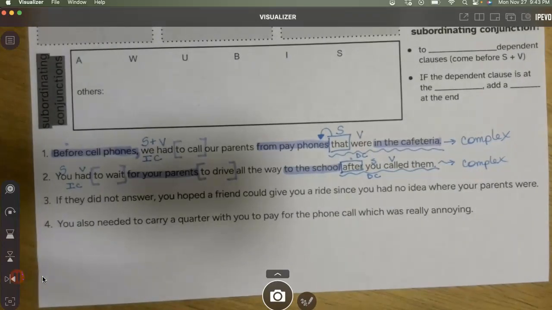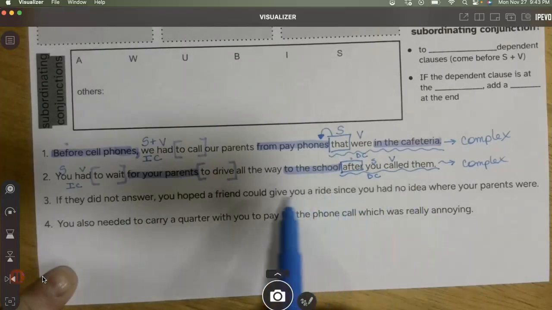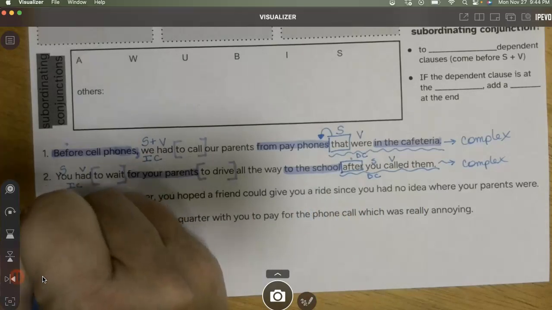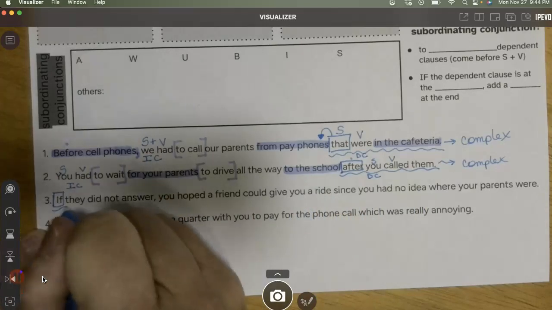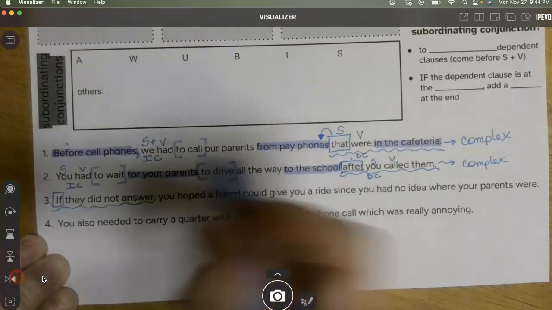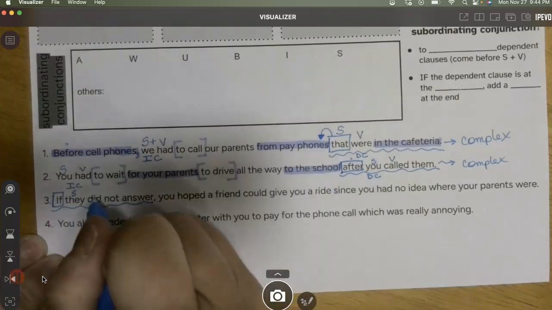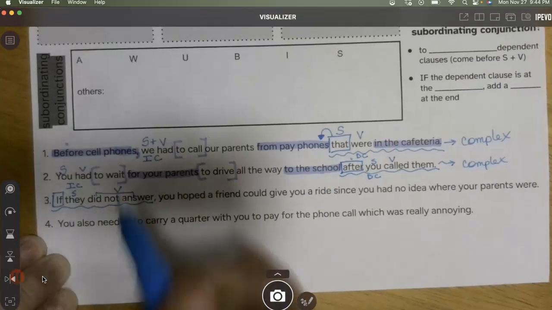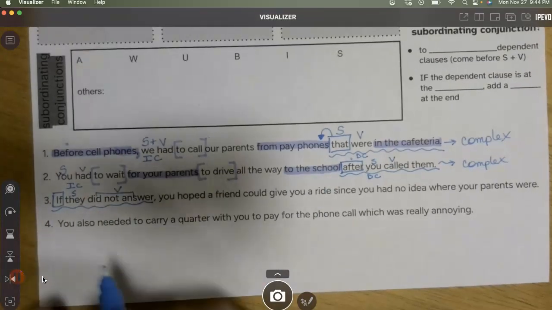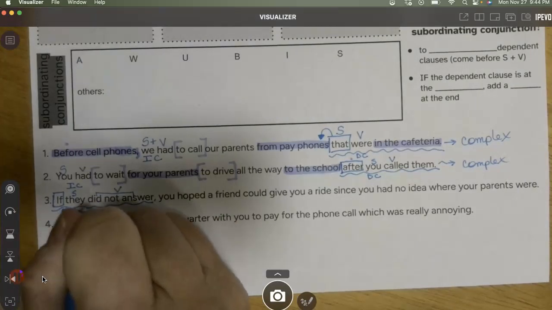All right, I want you to pause the screencast, try to do number 3, and then come back here and check it. And I'm going to tell you there's more than one subordinating conjunction here. So looking through the sentence, I don't see any phrases, but I see several subordinating conjunctions. So one of them is right at the beginning, if. If what? If they did not answer. The subject in there is they. What did they do? This whole thing acts like the verb. They didn't answer. And I've got a transition here. This dependent clause is a transition too.